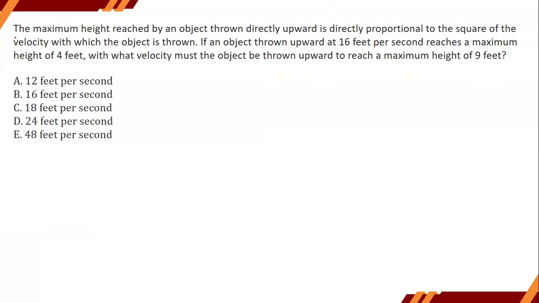Okay, let's do this question. The maximum height reached by an object thrown directly upward is directly proportional to the square of the velocity with which the object is thrown. So here what is given to us? That maximum height is directly proportional to the square of the velocity, right? Now, very important that you should be reading the word before the proportionality, whether it is direct proportion or inverse proportion.